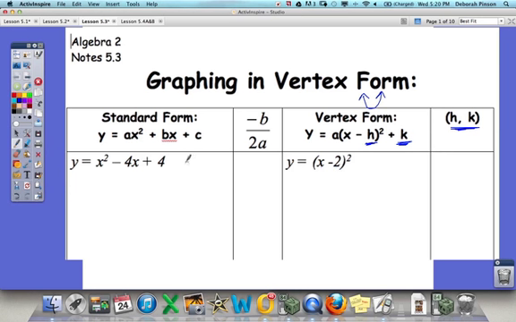I'm going to go through and find my vertex. I just put negative b over 2a here. I probably should have put vertex. So negative b over 2a. So 4 over 2 is 2. And then to find the y value, I'll plug that back in. So let me just do that right here. So I have 4 minus 8 plus 4 is 0.